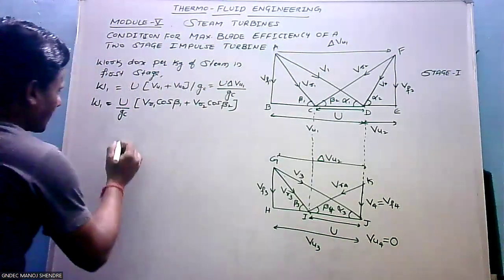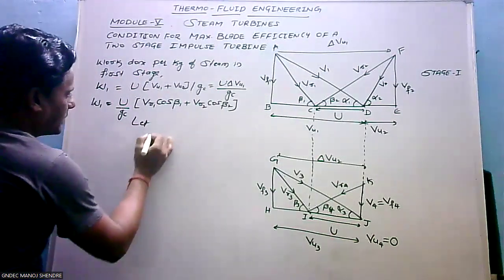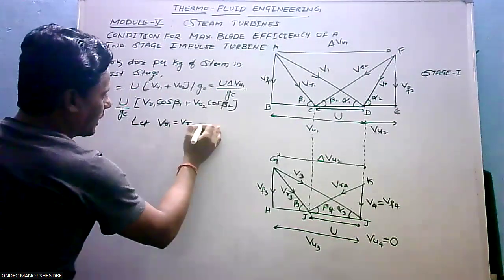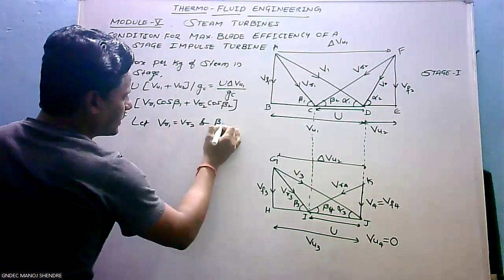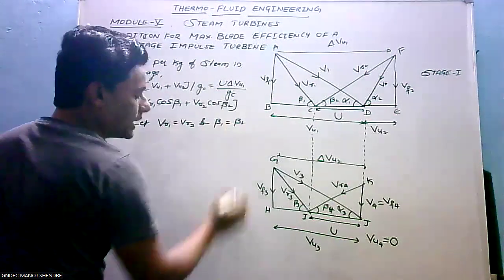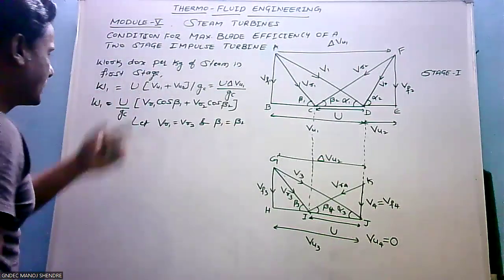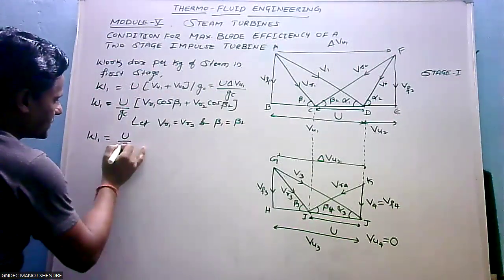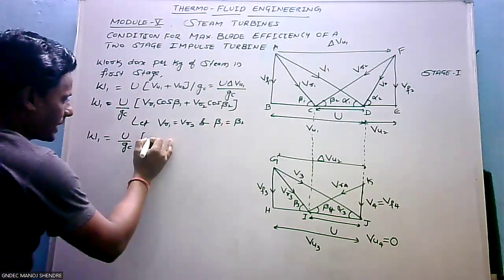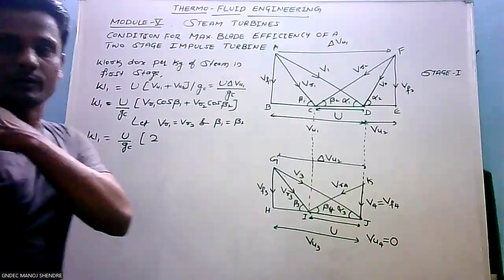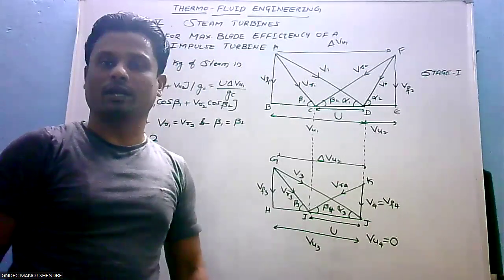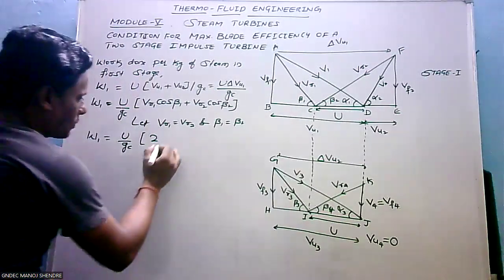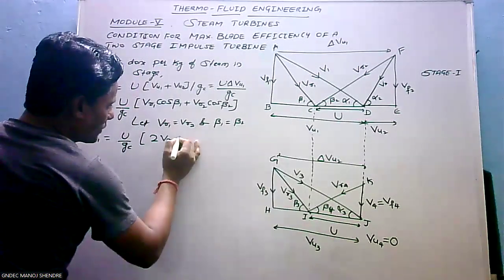So if we assume, let VR1 be equal to VR2 and beta 1 be equal to beta 2, then I can write this equation as W1 equals U by GC into 2 times, both will become the same. If we take VR1 equals VR2, beta 1 equals beta 2, then it will become 2 times VR1 cos beta 1.